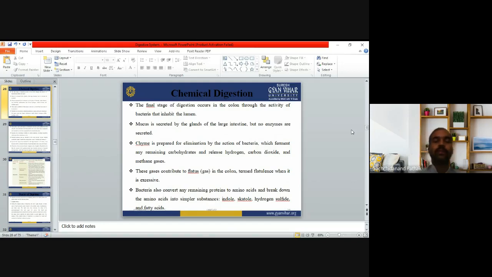Chyme is prepared for elimination by the action of bacteria which ferment any remaining carbohydrates. During this process, some gases are produced, like hydrogen, carbon dioxide, and methane, and they cause flatulence. Bacteria also convert any remaining proteins to amino acids and break down the amino acids into simpler substances like indole, skatole, hydrogen sulfide, and fatty acids.